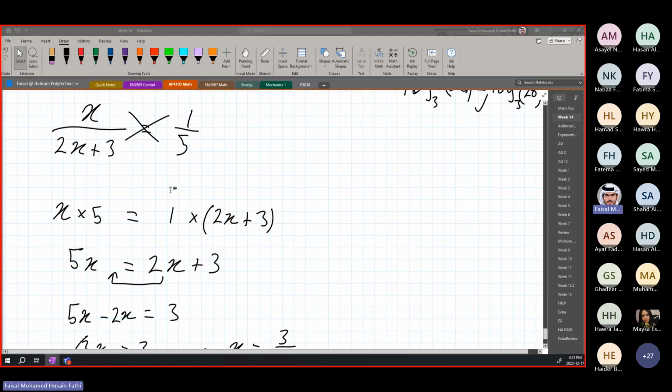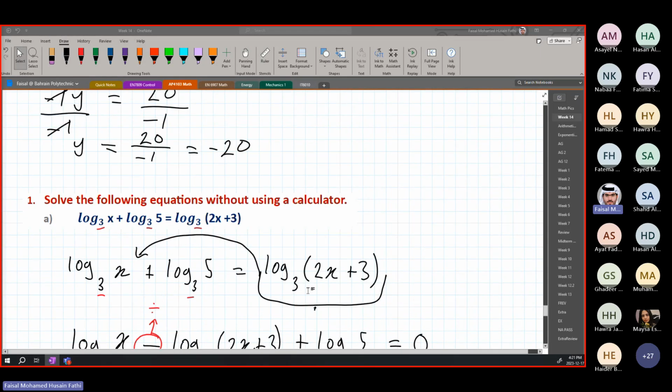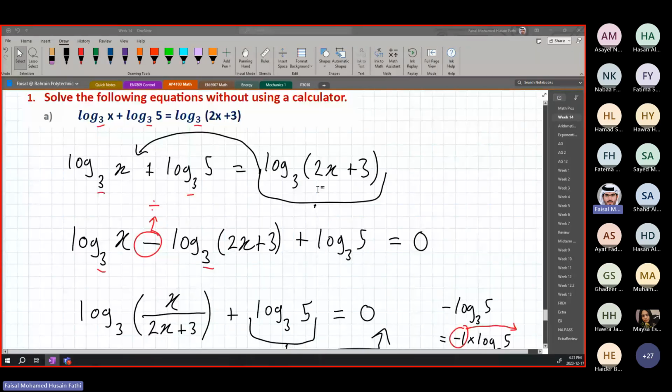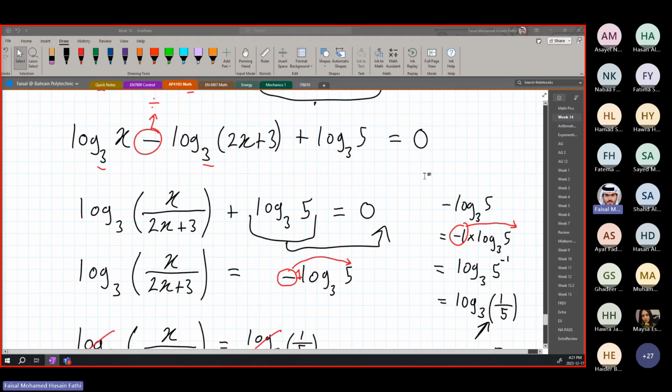You want to check? Plug 1 back into the main equation and see if you get the same answer or not. So plug 1 here and plug 1 here. Alhamdulillah for the calculator.